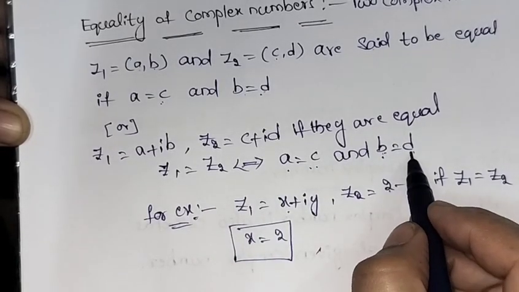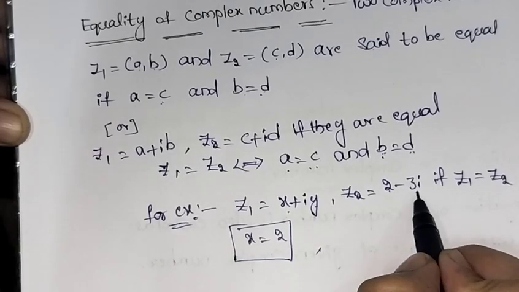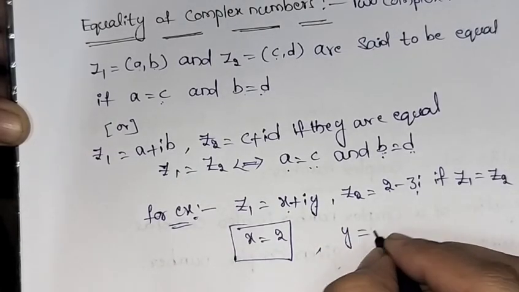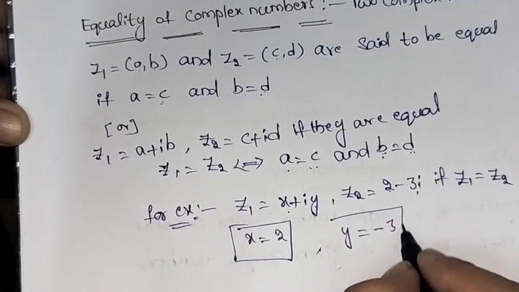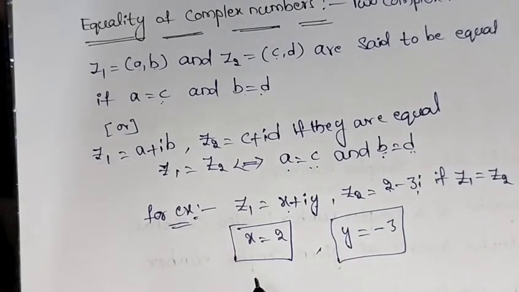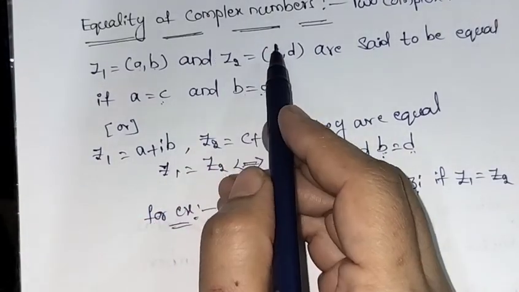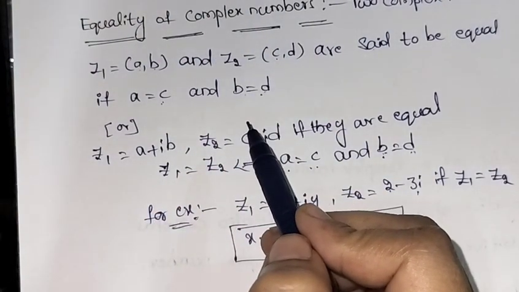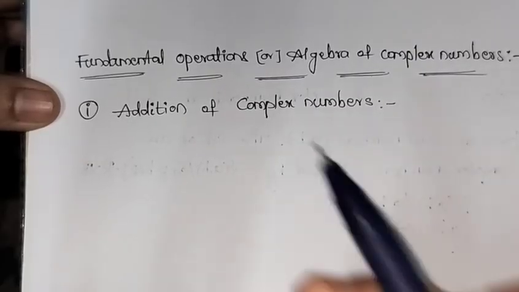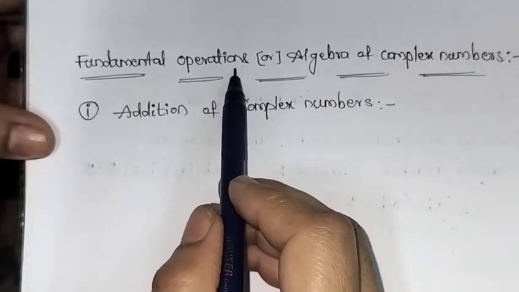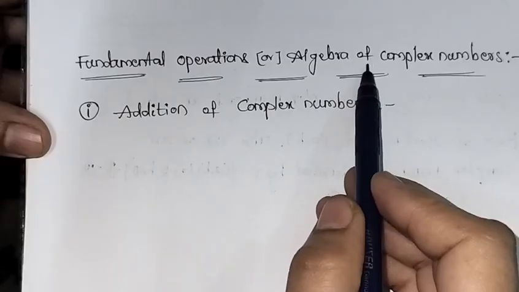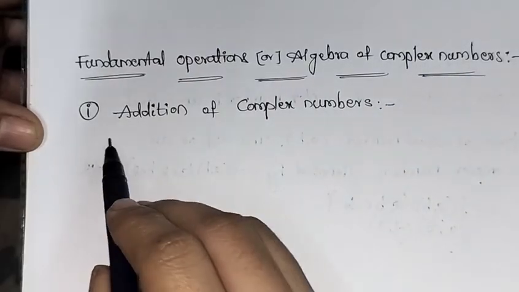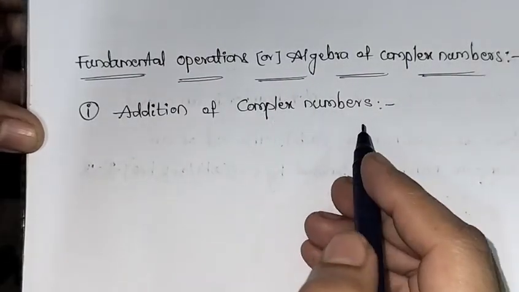B is equal to d means corresponding imaginary parts, y equals -3. This is called equality of complex numbers. See the next definition. Fundamental operations or algebra of complex numbers. First one, addition of complex numbers.